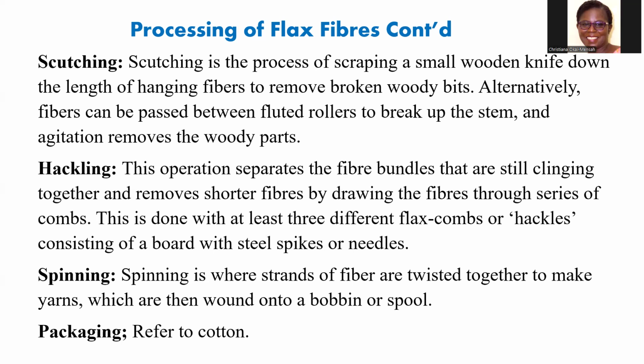During the hackling process, you need to align the fibers to one another in a parallel position. After that, we twist them. The twisting is the final process, and that is called spinning. Spinning is where strands of fibers are twisted together to make yarns, which are then wound onto bobbins or spools. After that, we have our long yarns. To make them handy, we need to package them, just like cotton, some into cheeses, some into cones, some into hanks and bobbins. So these are the processes to get the yarns.